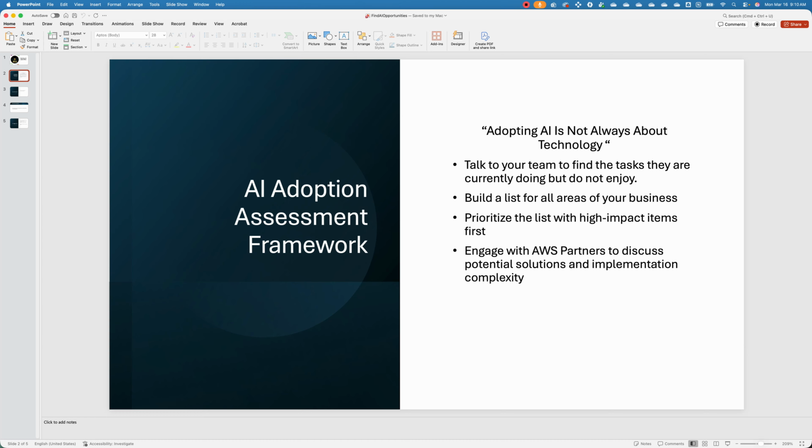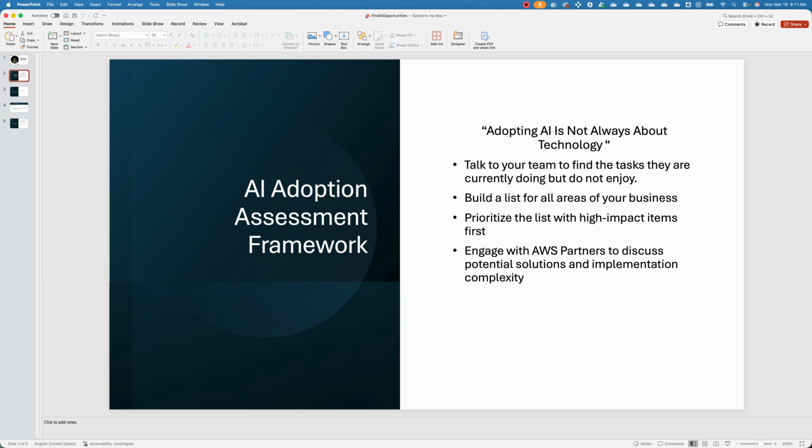So that's one. Second thing is build a list of all areas of your business. What I mean by that is you just need to write down all the things that you do within your business, right? My focus is on small businesses mostly. So you may say, hey, I have different departments. Cool. But if you're adopting AI, if you're taking 80% of the decisions in your business, that means you need to know what all the areas of your business are, right?